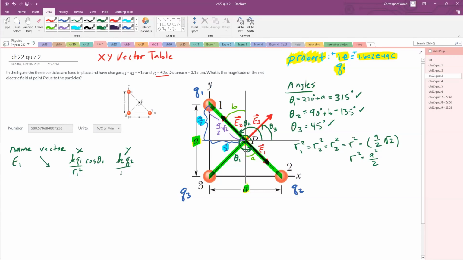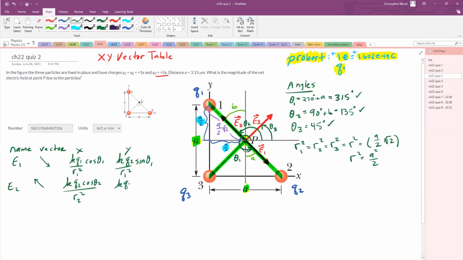Q2 R1 squared sine theta 1, and then E2. E2 is a quadrant 2 vector. It looks like this. How do I capture that X component? It's KQ2 cos theta 2 all over R2 squared. How do I capture that Y component?